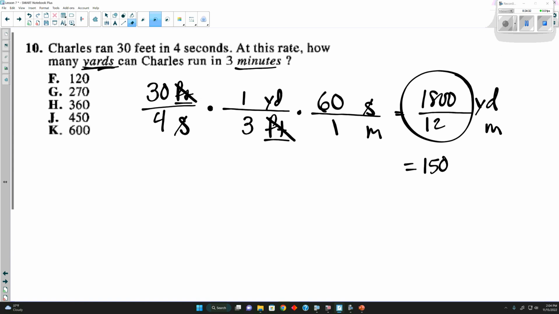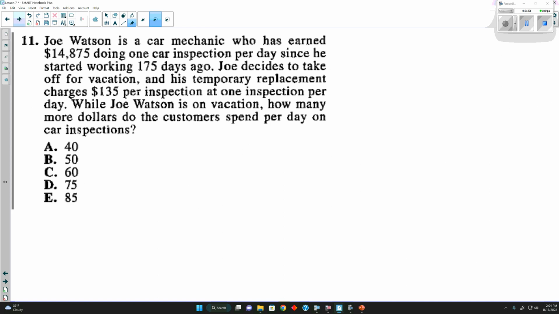So this is 150 yards in how long? 1 minute, yes? How far did we go? 3 minutes, so we just need to multiply this by 3, which is 450. Questions on this here? We're going to do 2 more.